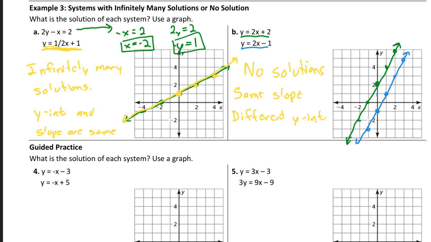So that's an important thing. And you look at B, the first equation has a slope of 2, the second equation has a slope of 2, but their y-intercepts are different. So that means they cross the y-axis at 2 different points, but they have the same slope, so they will never intersect.